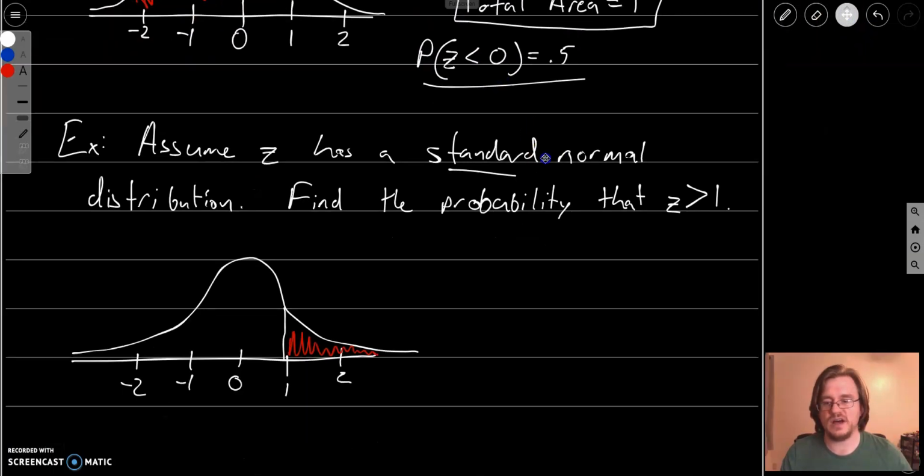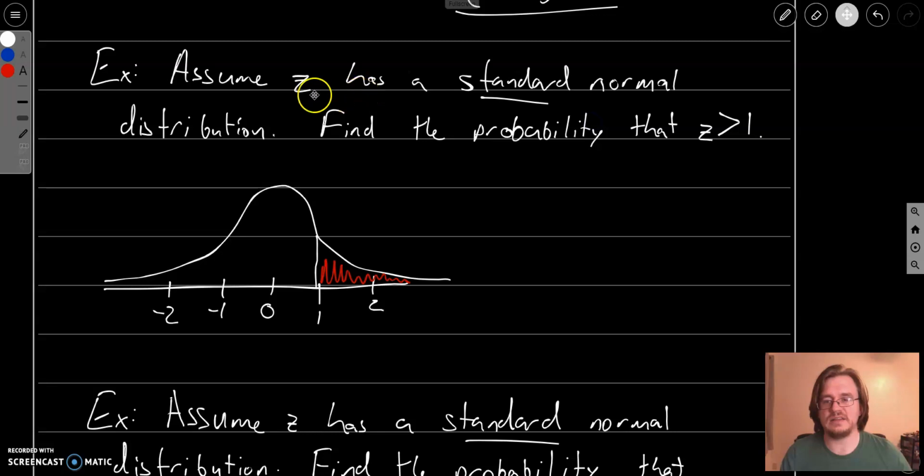Okay, so let's come back to our next question, which had been, let's assume that Z, again, standard normal distribution, find the probability that Z is greater than 1. You'll notice that I'm using greater than 1. It doesn't really matter if we have greater than 1 or greater than or equal to 1. In this case, they'll be the same.